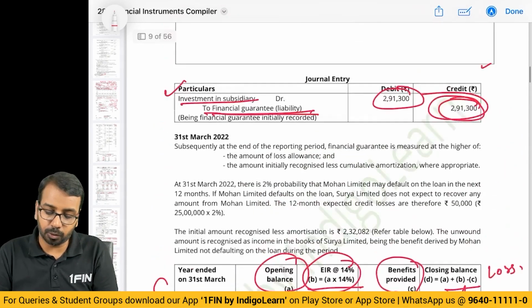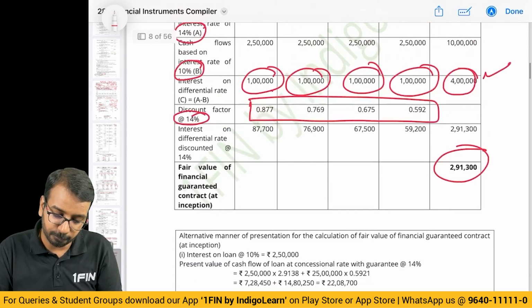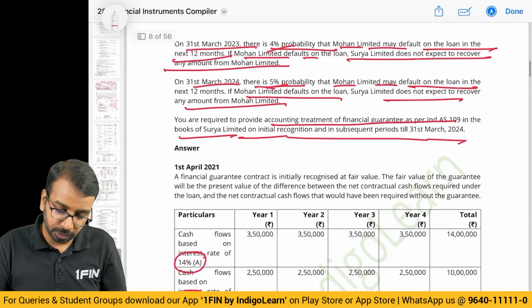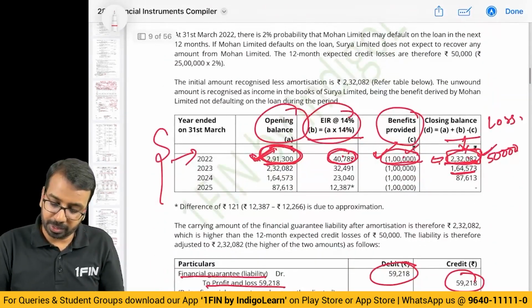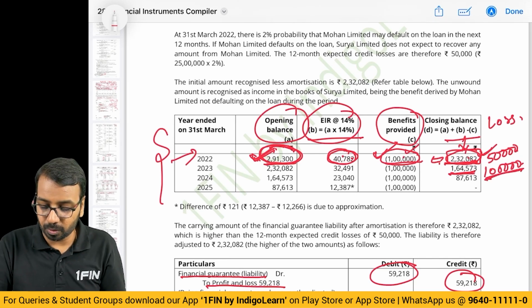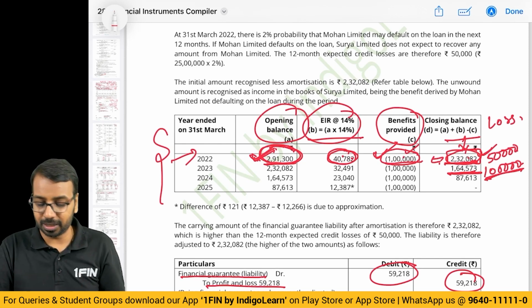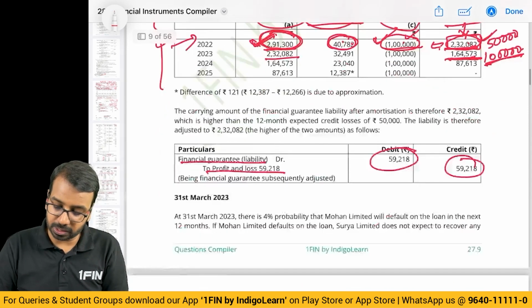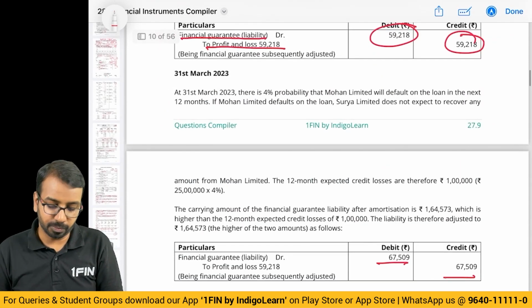Now for 164, the default rate they have given is 4%. 4% default means 1 lakh. So again my expected liability or loss is 1 lakh. My carrying amount of liability is 164. I will continue to carry at 164. The 232 minus 164 I will recognize in the income statement.